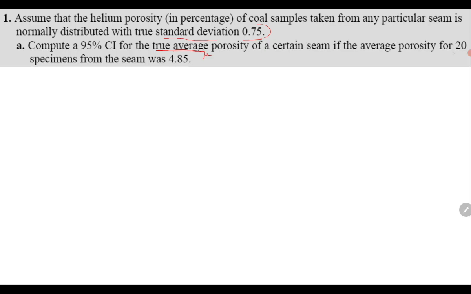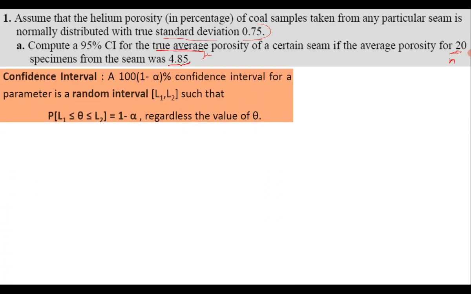If the average porosity for 20 specimens, so n, the sample size, is given, and for this sample size the mean is given. Yes, so the first concept is confidence interval. How is it defined? We say that the 100 minus alpha percent confidence interval is shown as follows. So 95% means the probability is 0.95, which is 1 minus alpha. So 1 minus alpha is 0.95, but you can write that alpha is equal to 0.05. This is the first information.